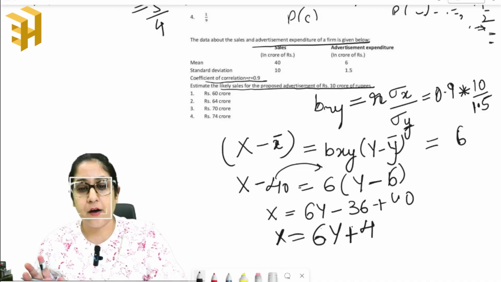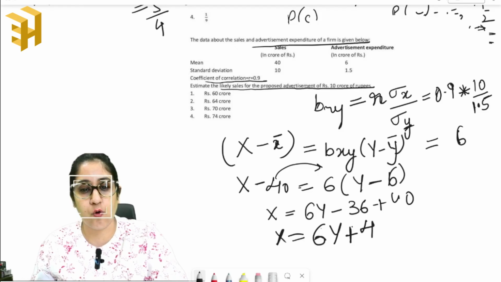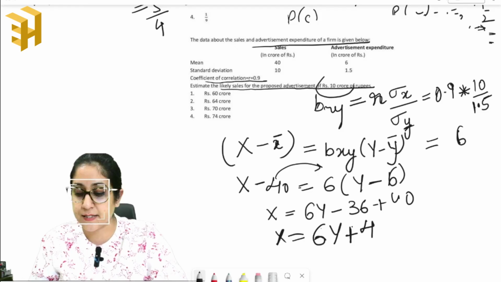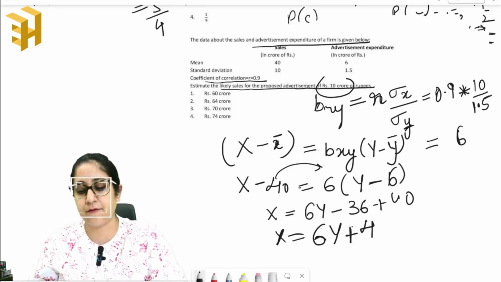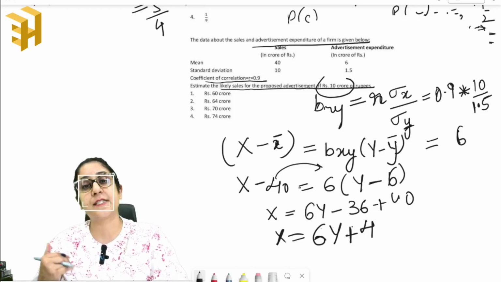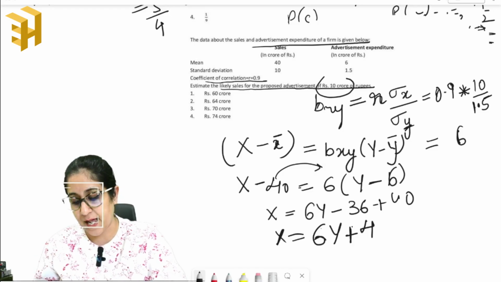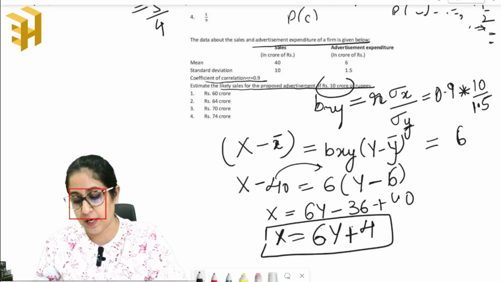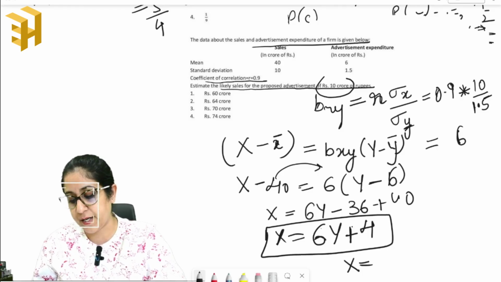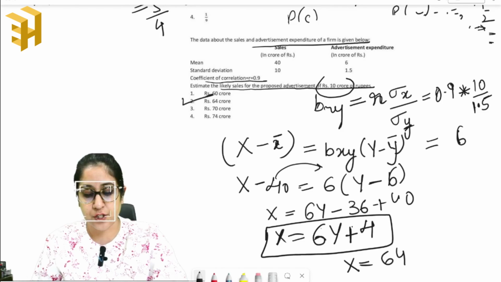Here we know that Y is given as 10 crores. So when we substitute this value in our equation, we get X is equal to 6 into 10, 60 plus 4, equal to 64, which is our answer.